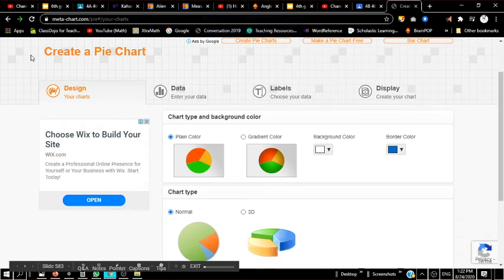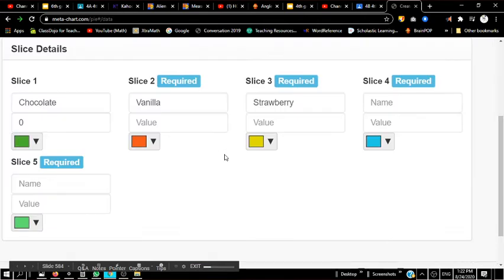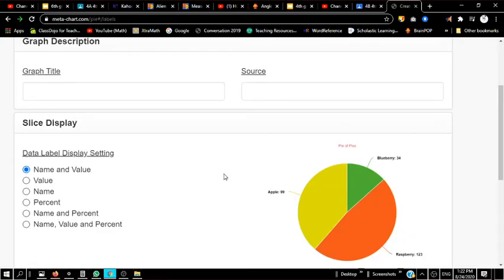You can pick either plain color, gradient color, or a normal or a 3D graph. And then you can also pick which types of series you want to use for your data. For example, in today's class, we decided what types of ice cream flavors we really enjoyed, like chocolate, vanilla, strawberry, things like that. You can also change the different types of displays, whether you want to put the values or the percentages on the screen.